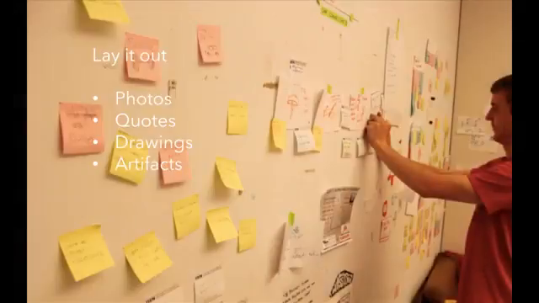The first thing that you want to do is lay out all the data that you collected. What I like to do is find a space, maybe a corner of a room, or even a large sheet of cardboard. Post up everything that you've got. So you'll want to post up photographs, quotes that you collected, perhaps drawings that you made during an observation, any artifacts you had. You may have collected a few products along the way that the people you were observing like to use.